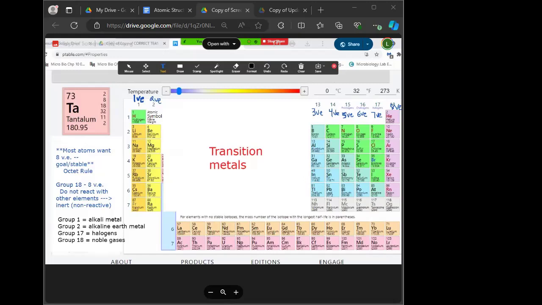Okay, and then I think that's it from this page. But anyway, my point is that this is how you can quickly determine how many valence electrons there are in an element, just by looking at the group number.